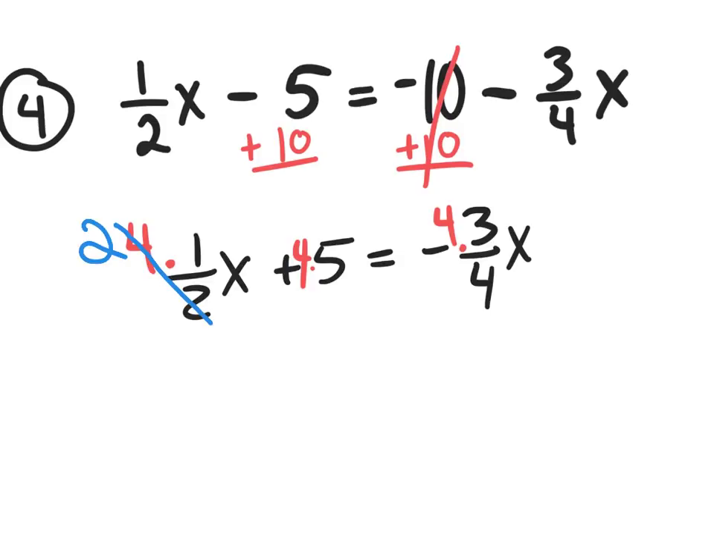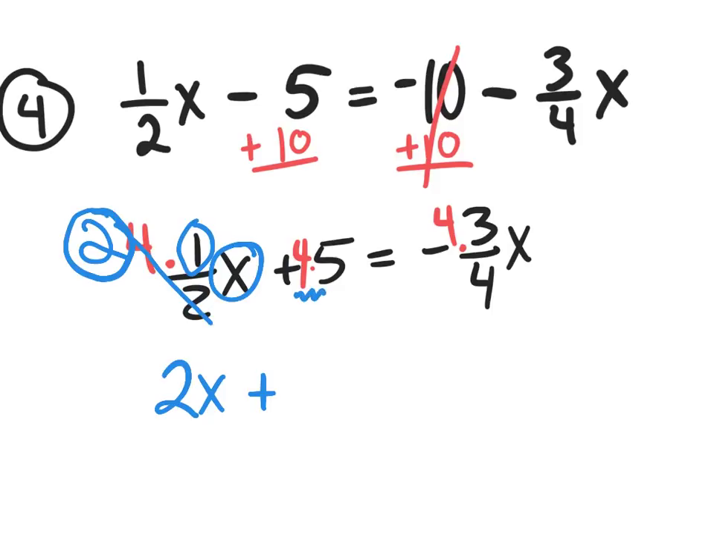So what do we really have here? We have 2 times 1 times x. That's just going to be a 2x. And then we have the plus, and then 4 times 5, that is 20. Bring down the equal sign, and 4 on top and a 4 on the bottom is really saying 4 divided by 4. So that cancels out, and you have a negative 3x left over.